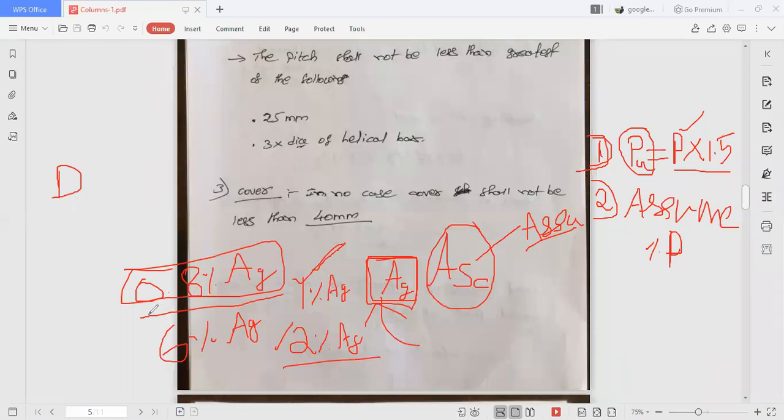And one important thing you have to understand is, in practice, even though the condition of the code is 0.8 to 6%, many columns will be designed with a percentage of 1 to 2%. Even though the code is allowing up to 6%, many columns will be designed for 1 to 2% of steel itself. The main reason is cost of steel is very high compared to cost of concrete. That's it. Very simple reason. The unit price of steel is very, very high compared to unit price of concrete.